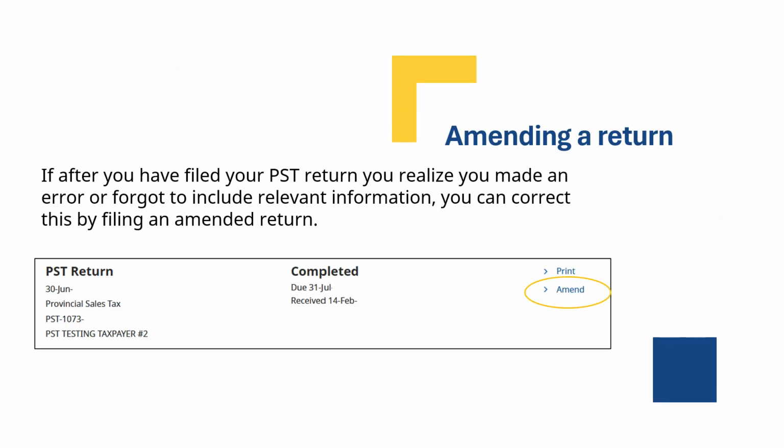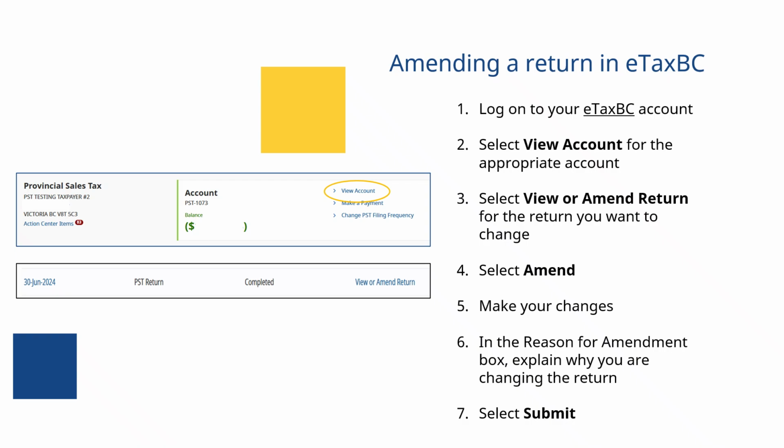If after you have filed your PST return, you realize you made an error or forgot to include relevant information, you can correct this by filing an amended return. To complete an amendment, click the Amend button as shown circled on the screen. To amend your PST return in eTaxBC, follow the steps listed on the screen.